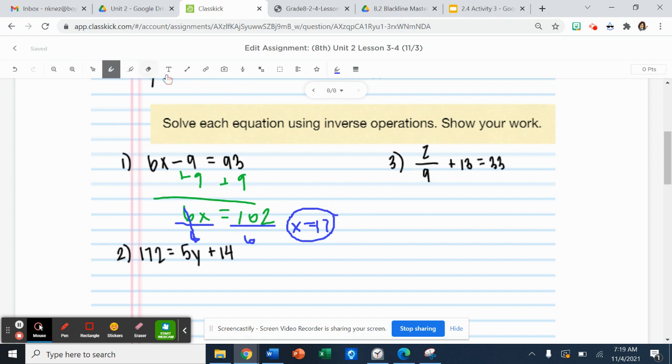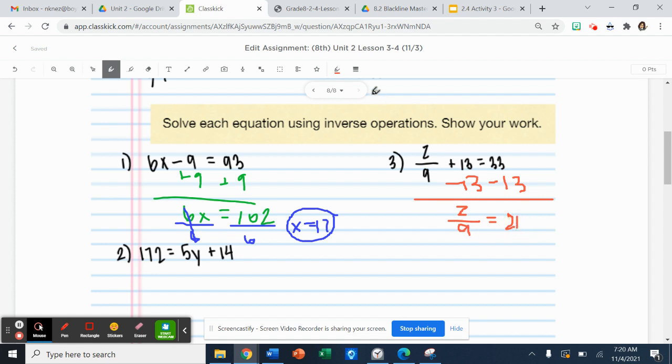I would follow the same steps in a question like number 3, where I have division and addition. My first step is to perform the inverse of my addition, or to subtract 13 from both sides. When I take away 13 from both sides, I end up with z over 9 by itself on the left, and on the right side, I end up with 21.